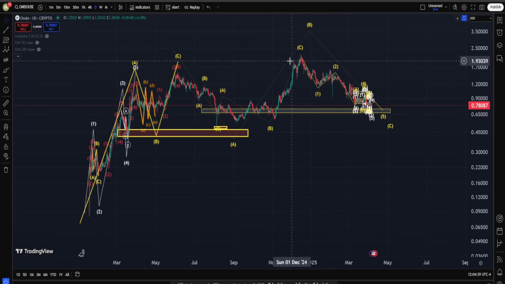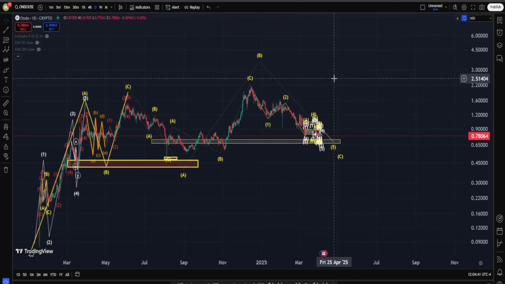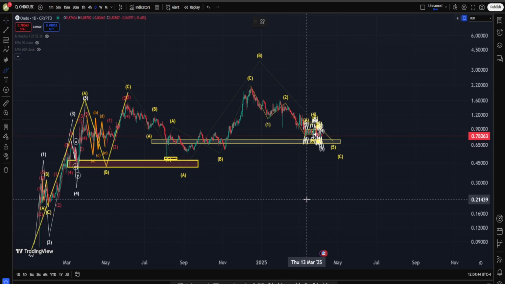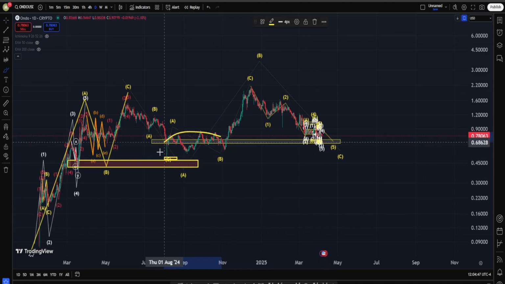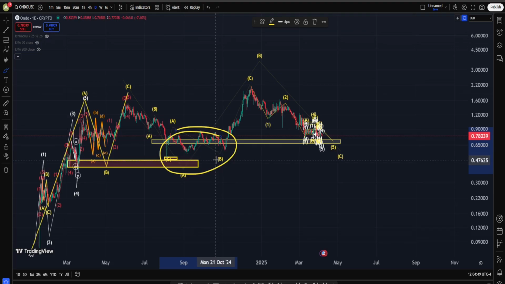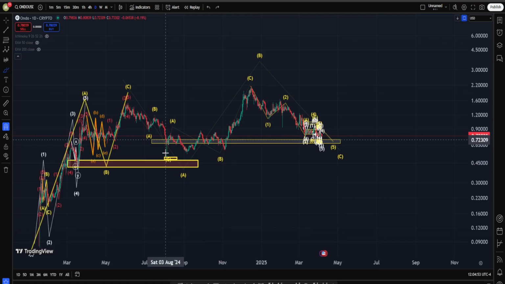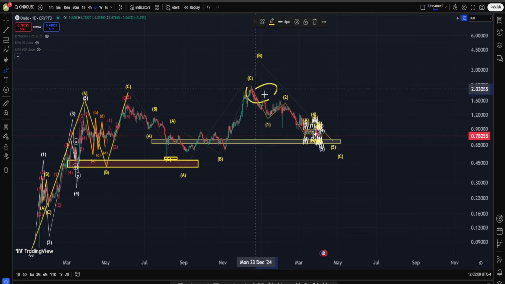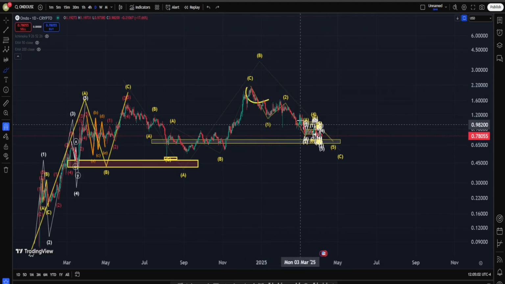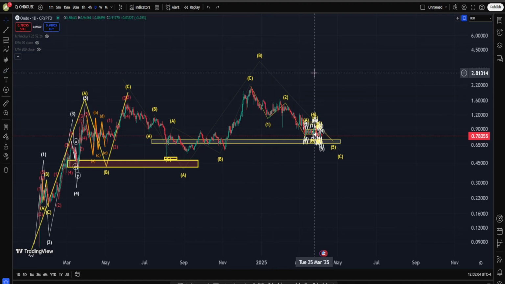Yes. And by the way, if you don't know what's the difference between a running and expanded flat, it basically comes down to whether we are going to take the low of our A leg about, let's say, 47.5 cents or not. If we take it, that pattern is called an expanded flat. As long as we're not taking it and we're going to finish our move down starting from this side, maybe somewhere around here, we are going to call this thing a running flat structure.